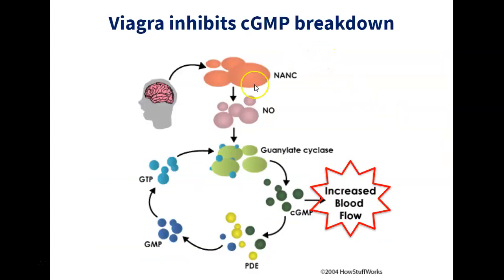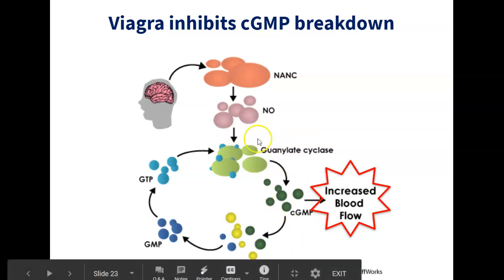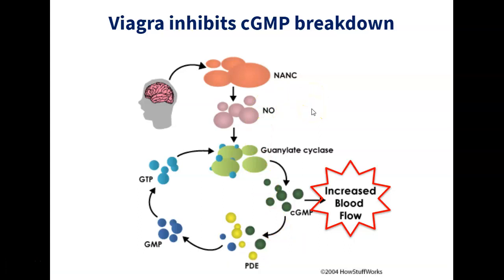Here's what that generally looks like. You have your brain, and it's making a whole bunch of stuff. Inevitably, what's happening in this flow is that the breakdown of cyclic GMP in green to GMP in blue is inhibited. So therefore, you're going to get stuck on the increased blood flow path.